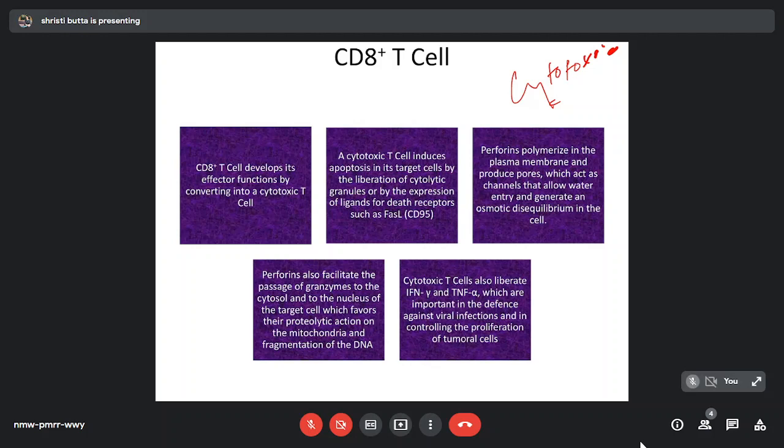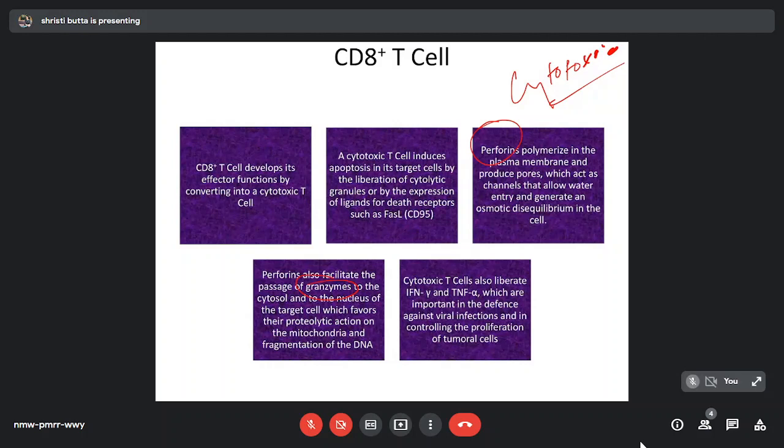Now, perforins polymerize in the plasma membrane and produce pores which act as channels that allow water entry and generate an osmotic disequilibrium. So what is very important is that these perforins are going to cause osmotic disequilibrium by producing pores which act as channels. Perforins also facilitate the passage of granzymes to the cytosol and to the nucleus of the target cell, which favors the proteolytic action on the mitochondria as well as fragmentation of the DNA.